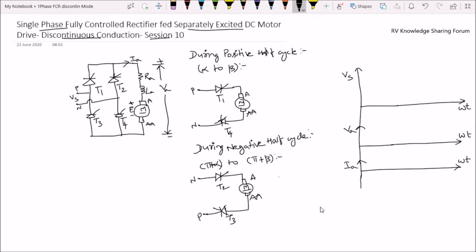Now let us enter into today's session 10 about the discontinuous conduction mode of operation of single phase fully controlled rectifier fed separately excited DC motor drive.